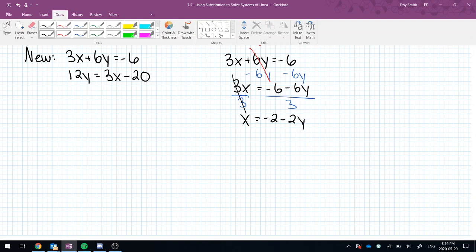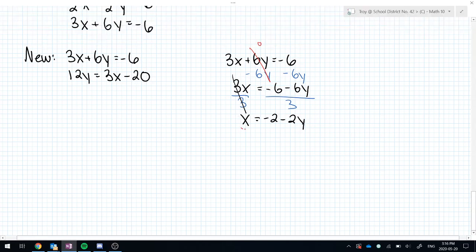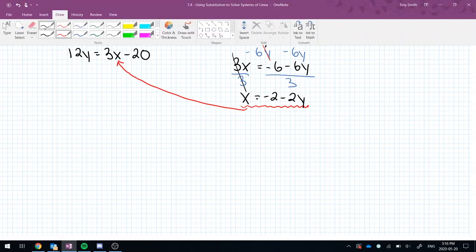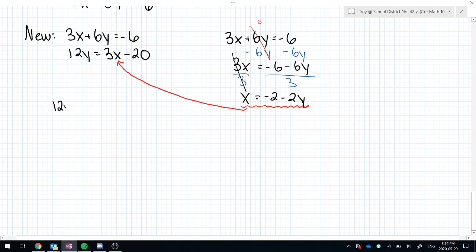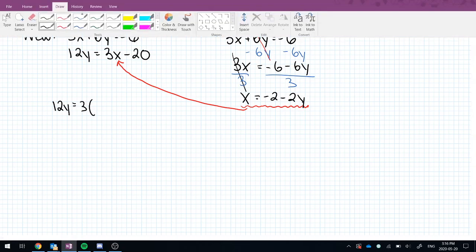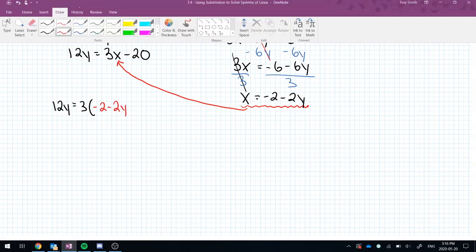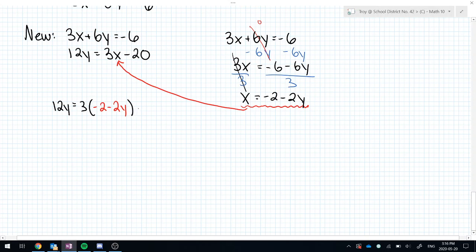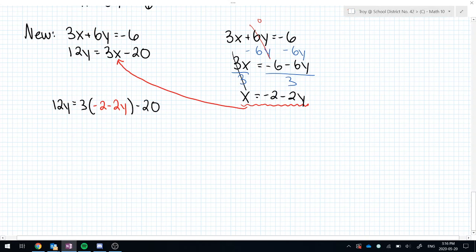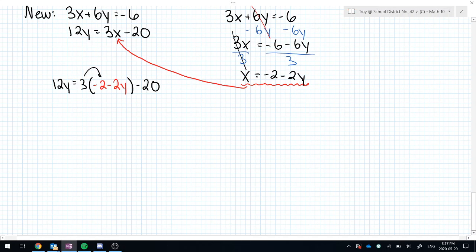So now, because that x is isolated, I'm going to take all of this and substitute it into the other one I didn't touch yet, which is right there. So this one's going to be 12y equals 3 times everything we've isolated for in the other one, negative 2 minus 2y, and we carry down that minus 20 from up top. And now we can use our distributive property.